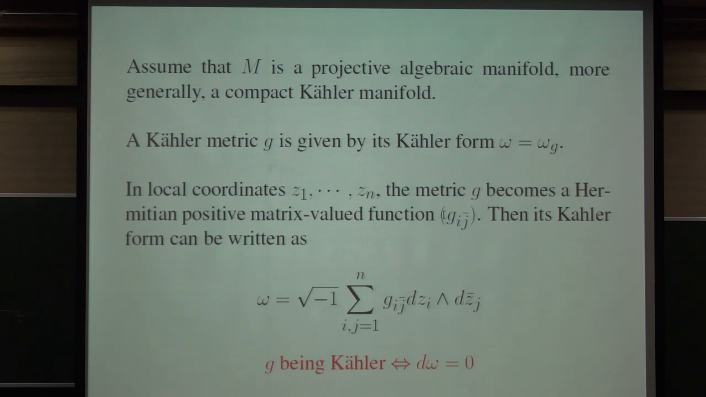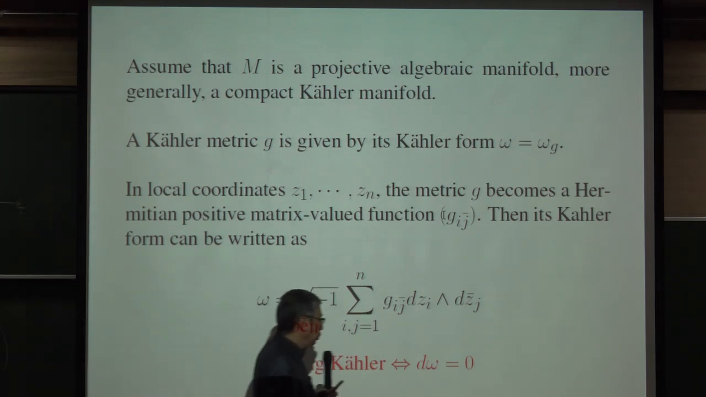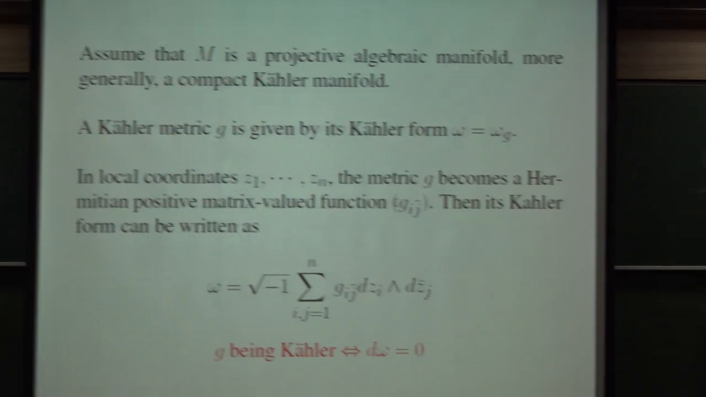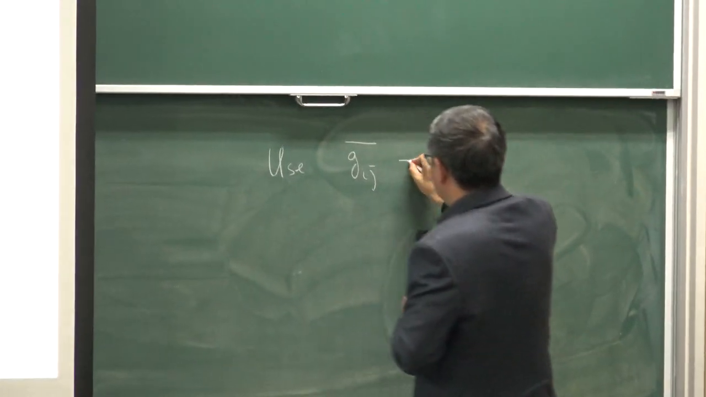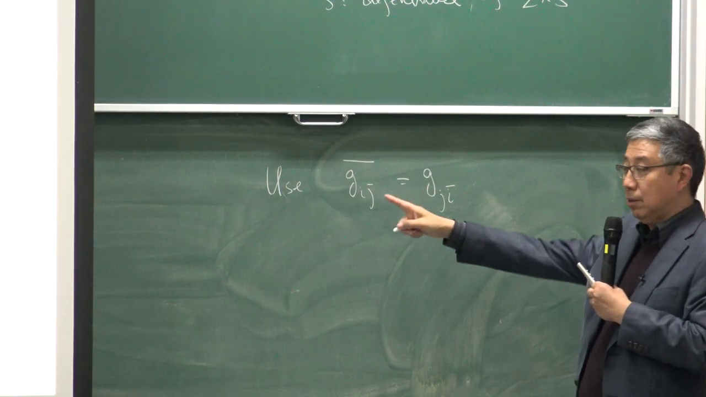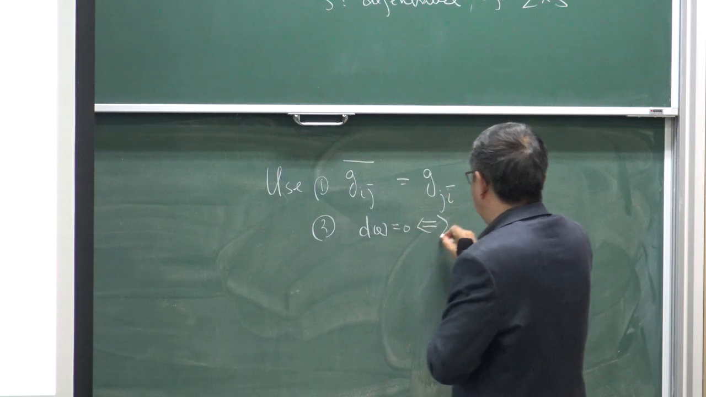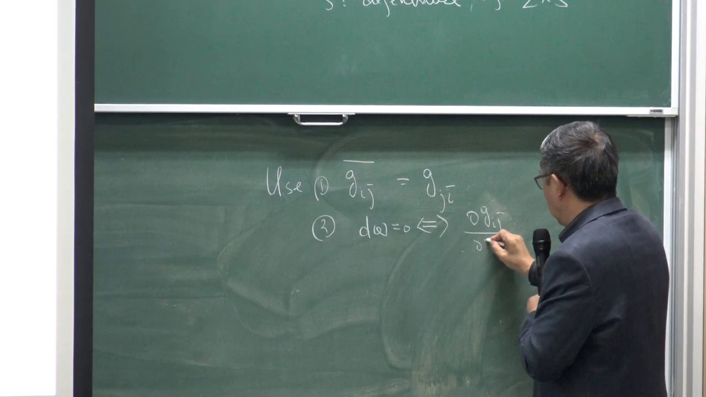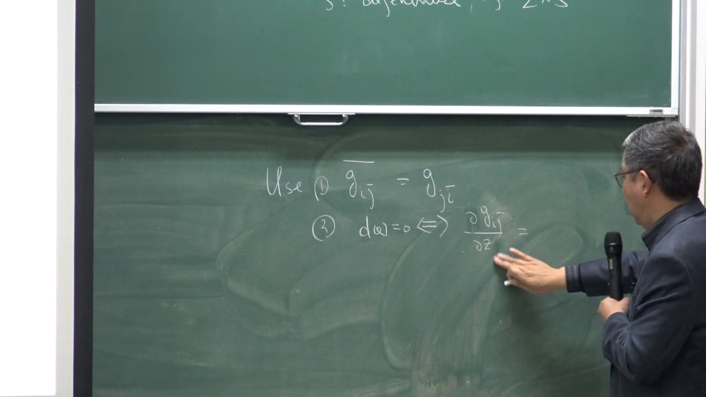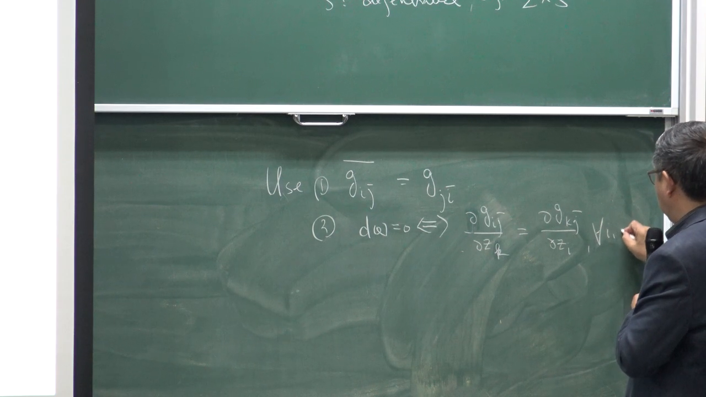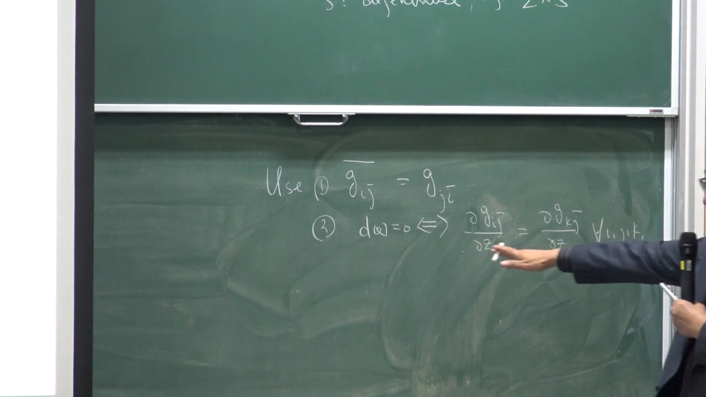Okay, so what this condition means is the following. This condition is what makes Kähler geometry simpler. If you are interested, you go back using the Hermitian condition, use this. First it is a Hermitian matrix, right? So this is the Hermitian property. And secondly, you have this dω to be closed. So this is the same as to say that the complex derivatives commute, for all i, j, k. Right? So this is called the integrability condition.